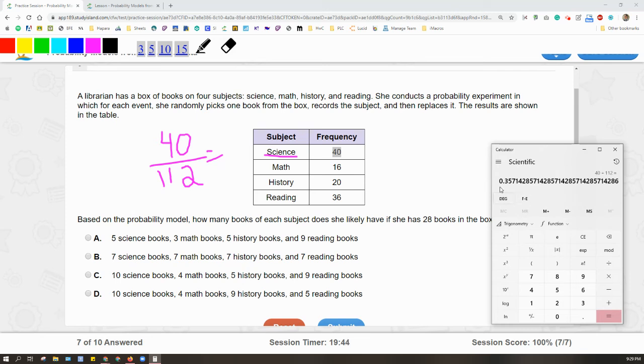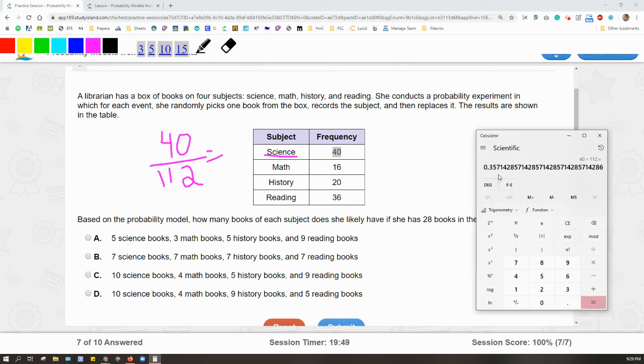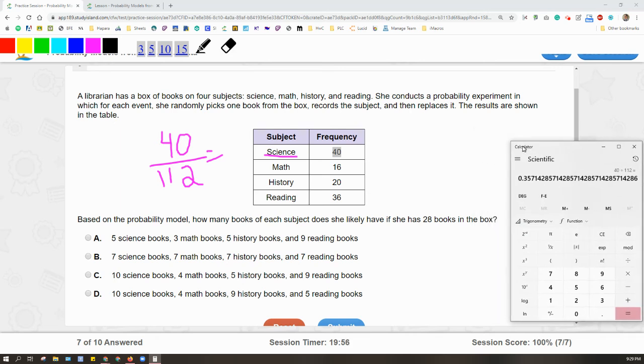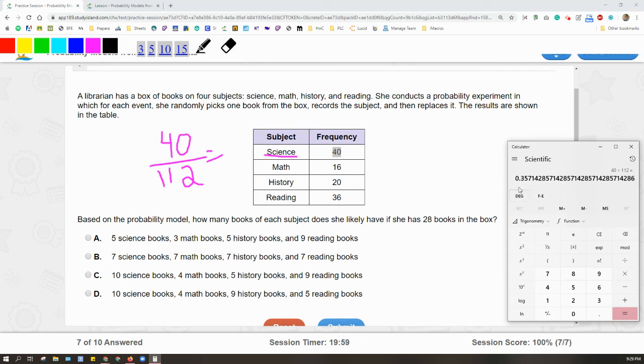Don't worry about what the decimal is. It doesn't matter if it's super long like this one or super short. Just leave it in your calculator. This is approximately 35.7%, but don't worry about that. If she gets the science book about this amount of the time, then we would guess that about this much of the population is science books. In other words, if about 35.7% of the time she's choosing a science book, then our best guess is that about 35.7% of the books are science books.